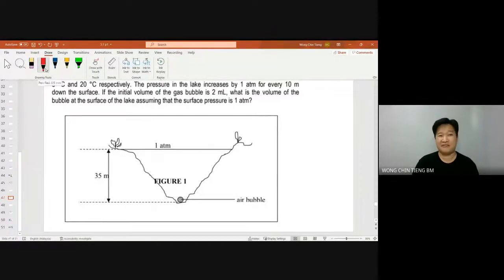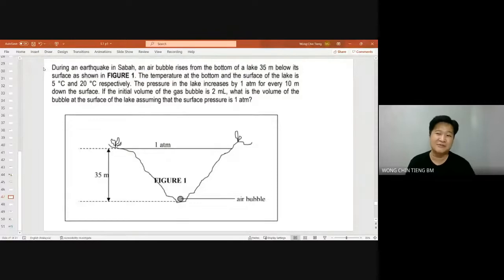I don't think I need to calculate, but when I give you the information, then you might actually realize siapa betul lah. So let's see. During an earthquake in Sabah, air bubbles rise from the bottom of the lake 35 meter below its surface. The temperature at the bottom and at the surface of the lake is 5 degrees Celsius and 20.